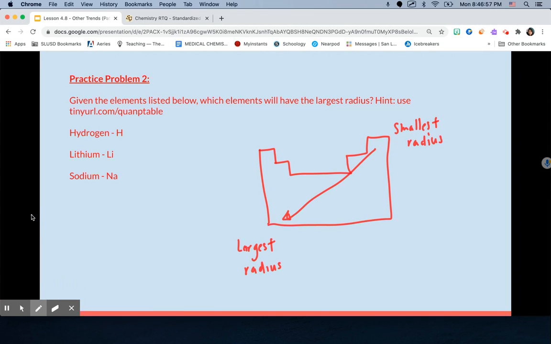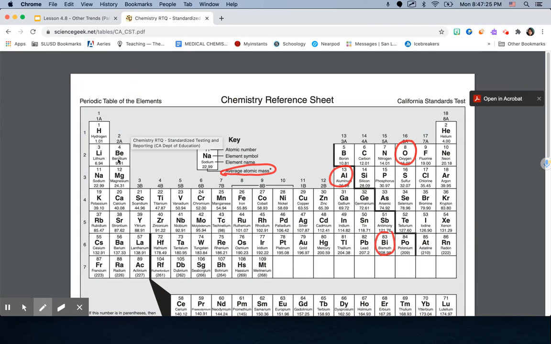Okay, let's try another problem. Given the elements listed below, which element will have the largest radius? I'm going to need my periodic table again, and I'm going to need to remember that elements have a larger radius as I go down, right? And elements get larger as I go further to the left. First I'm going to look for hydrogen, lithium, and sodium. Let's check it out here.